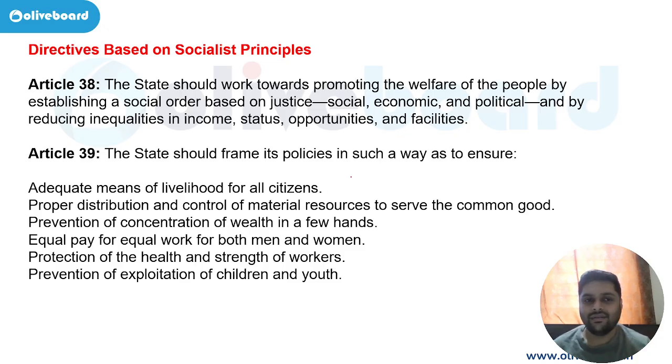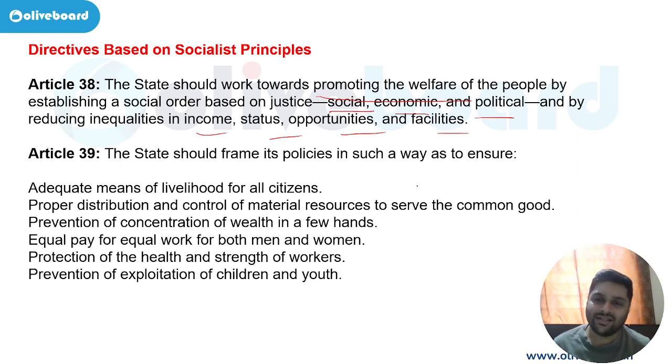What are these? The state should work towards promoting the welfare of the people by establishing a social order. Correct? Now, whenever socialist comes, it deals with social, economic, and political justice. It deals with reducing inequalities among people based on income, status, opportunities, facilities, jobs, public facilities. So basically, it is reducing inequality.